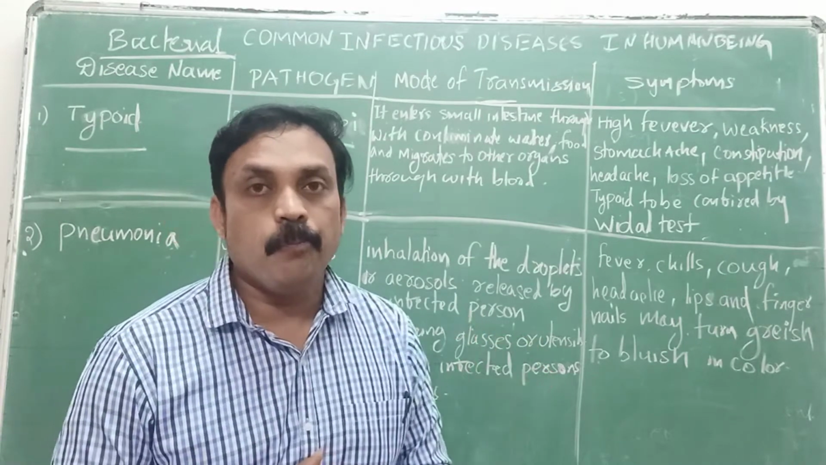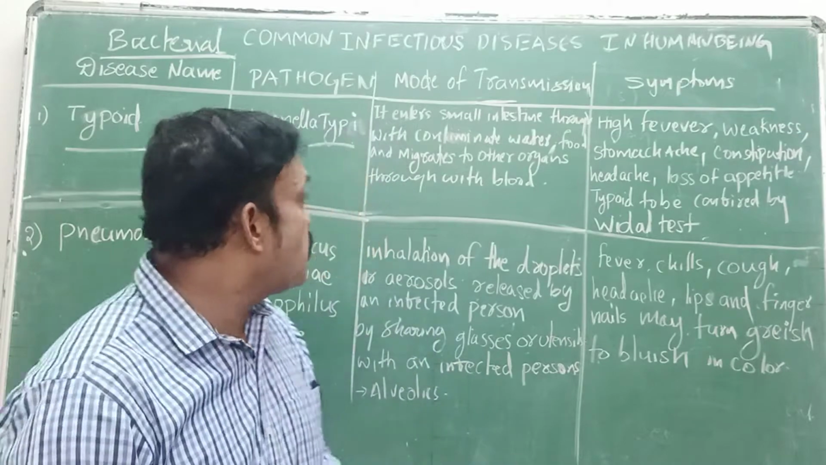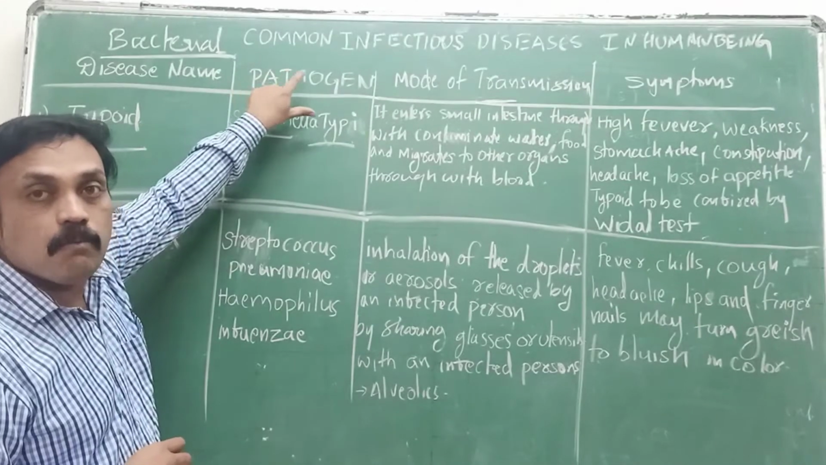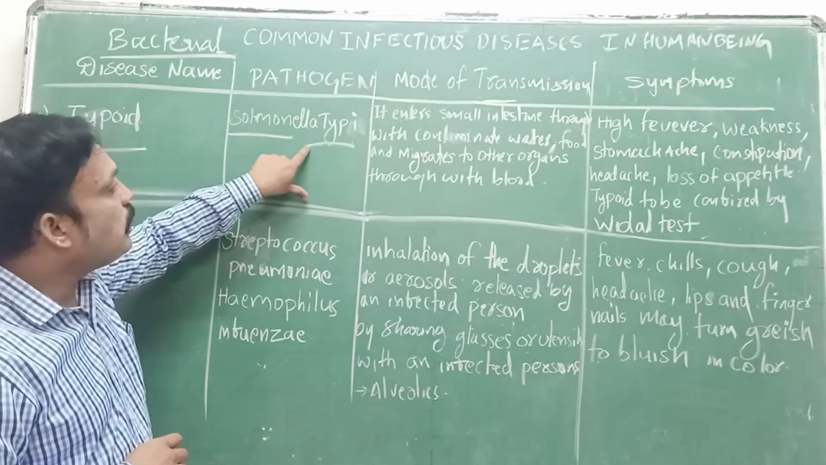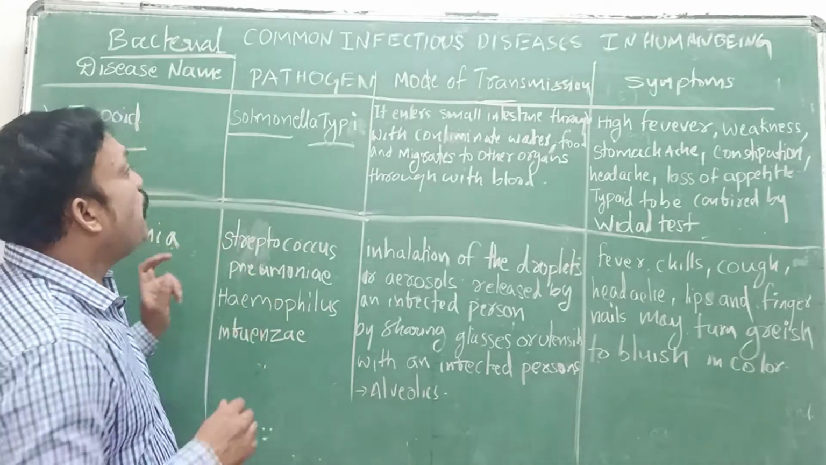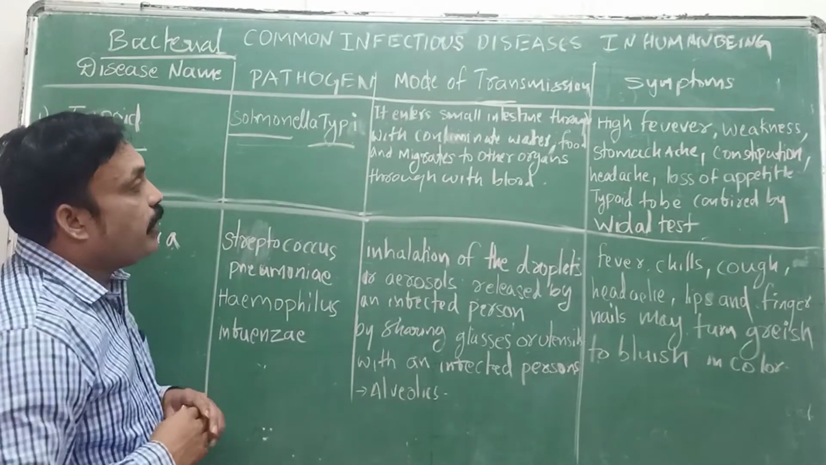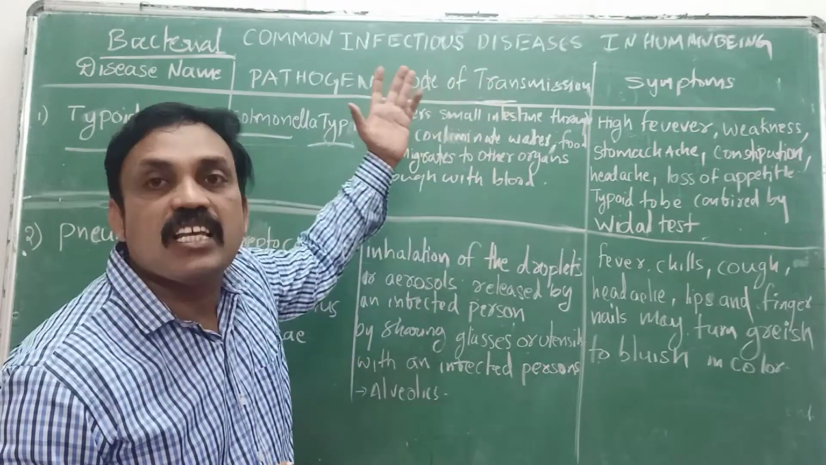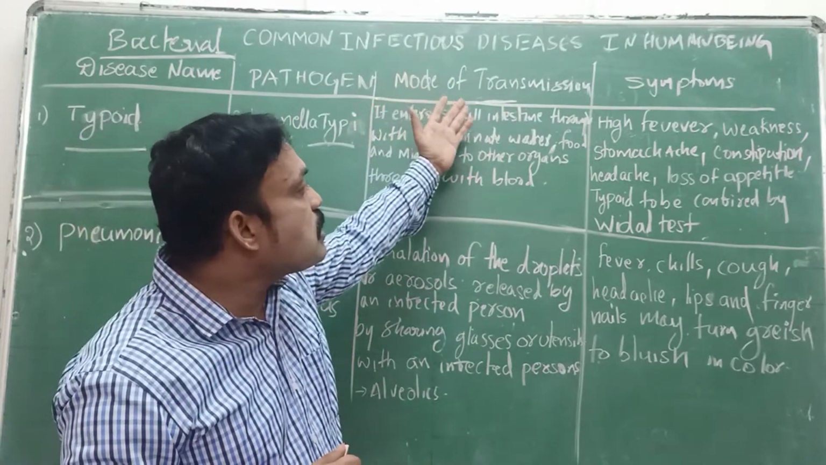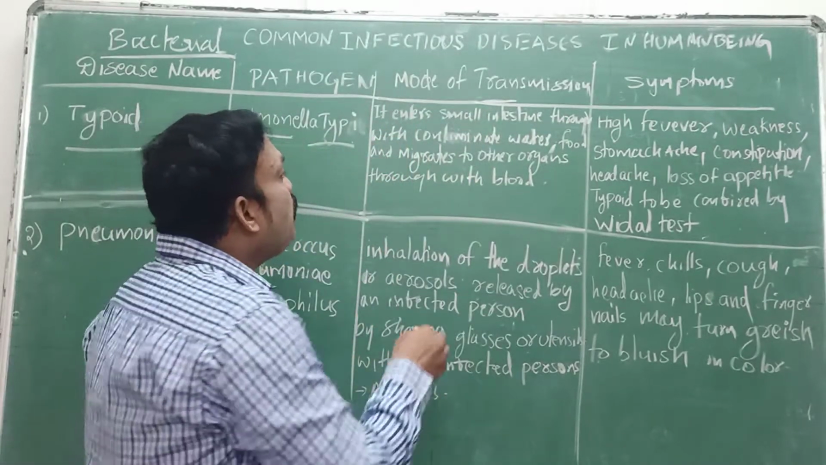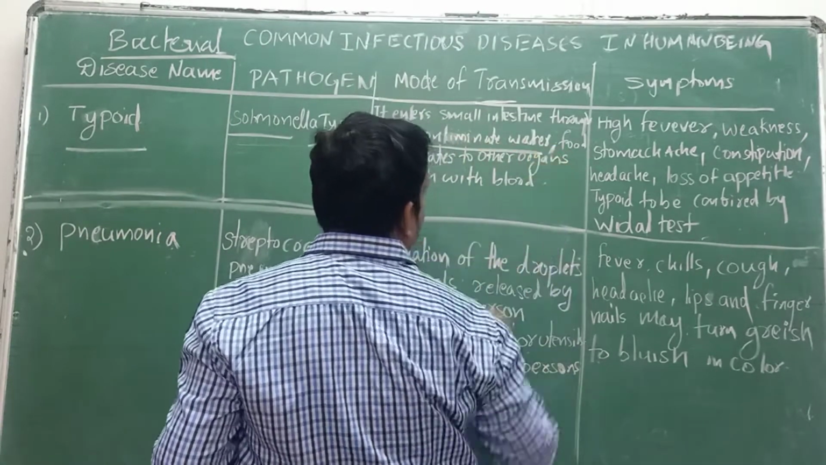Same here also. The parasite or pathogen, what is the meaning of pathogen? A disease-causing microorganism. The pathogen name is Salmonella typhi, causing typhoid. Which pathogen enters? Salmonella typhi. It enters the small intestine through contaminated water.